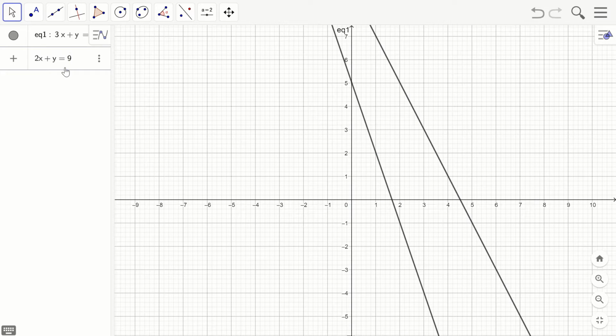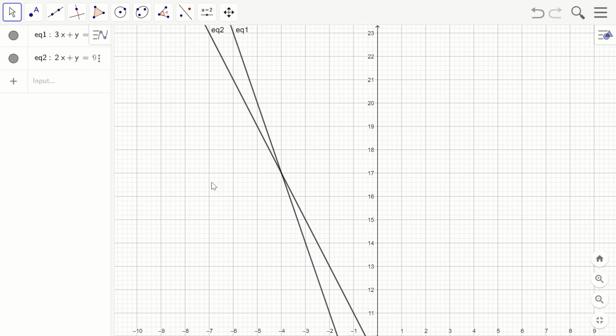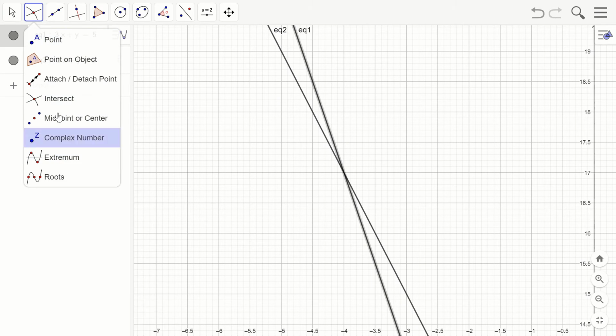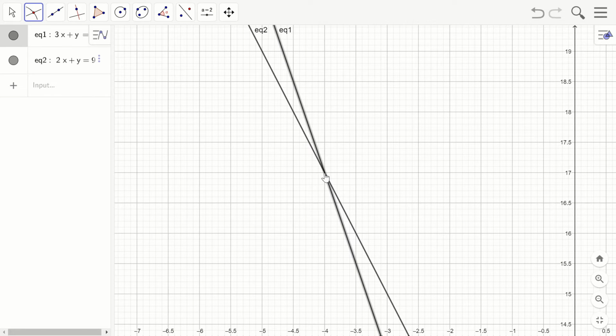As I have mentioned, we can use the phone application of GeoGebra to graph more easily, so it should no longer be done manually. If we go further up, we can see that these two equations have an intersection. This intersection is what we call our solution.